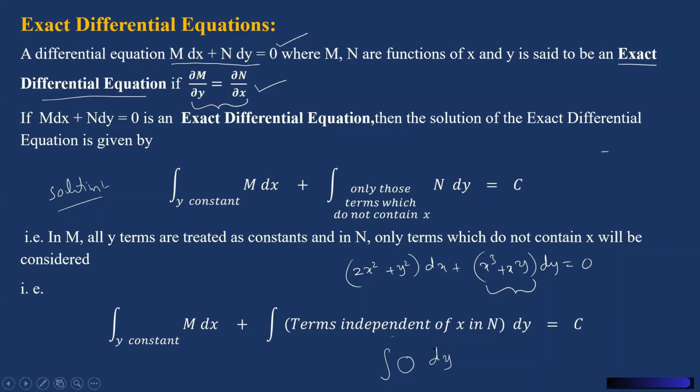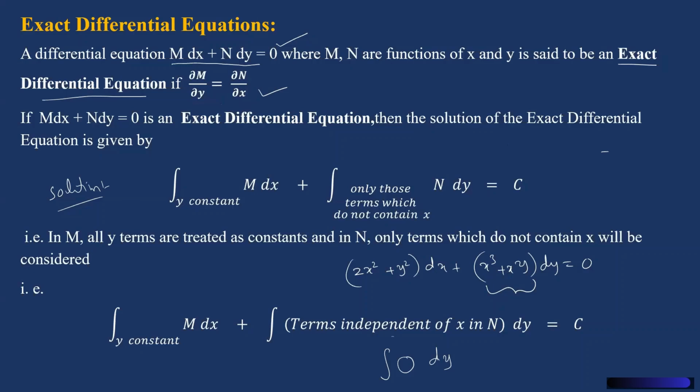So like that, while writing the solution for an exact type differential equation, we take m and n, we integrate m with respect to x by taking y as a constant, and we integrate n with respect to y by considering only the terms which have no x, right? So that's the way to write the solution in the case of exact type differential equations. But before writing the solution, we need to verify this condition. We need to check whether the given differential equation is exact or not.